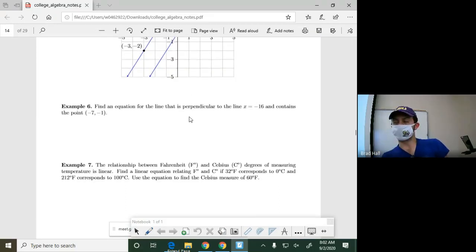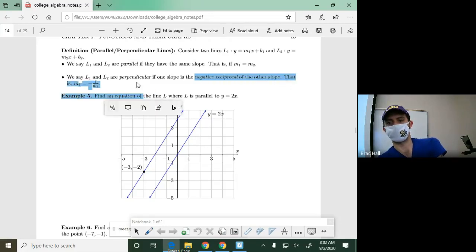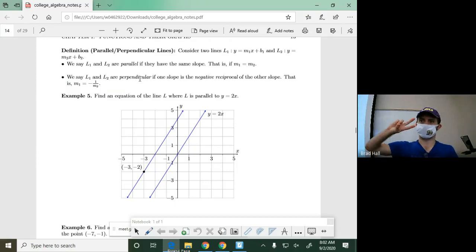Algebraically, though, how do we figure this out? How does this translate? We're talking about lines with slopes and intercepts. So how do we translate that visual idea to something algebraic? I wrote the rule up here. Two lines are perpendicular if one slope is the negative reciprocal of the other slope. So you take one slope, you just flip it.